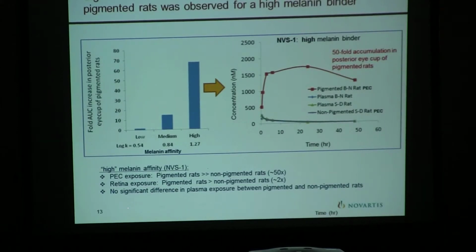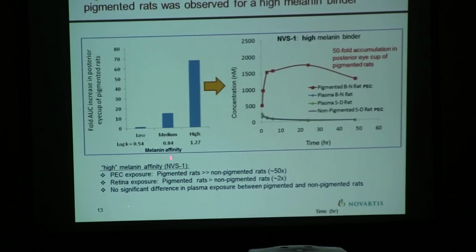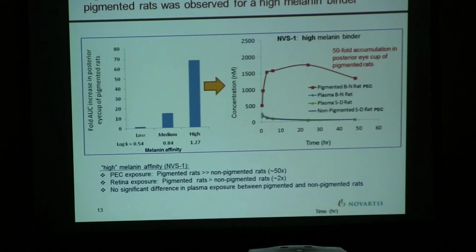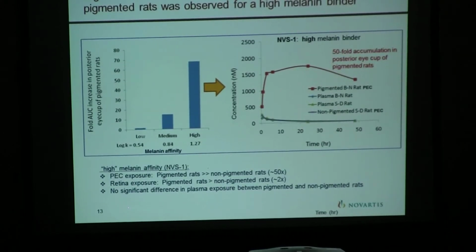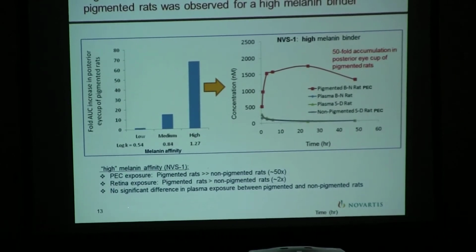What we have observed, I would like you to just focus on the left curve right now. On the x-axis are 3 compounds with their log K values. These values come from the in vitro assay. So 0.54 is the low melanin affinity compound, 0.84 is the medium affinity, and 1.27 is the high affinity compound. On the y-axis is the fold increase in the area under the curve of the compound between Brown-Norway rats, which are pigmented, over non-pigmented rats.